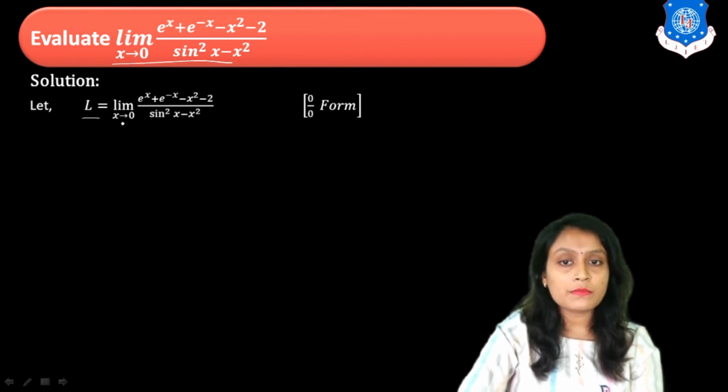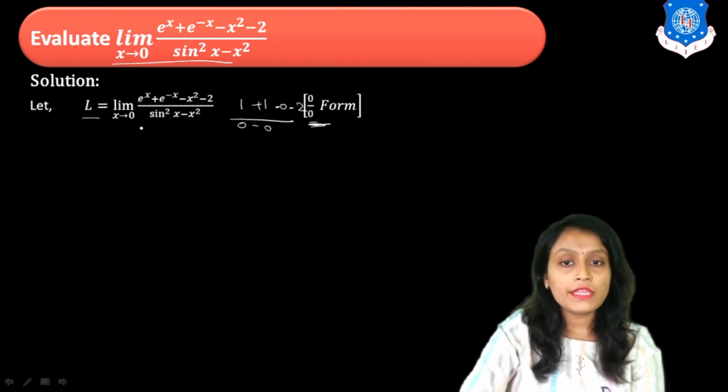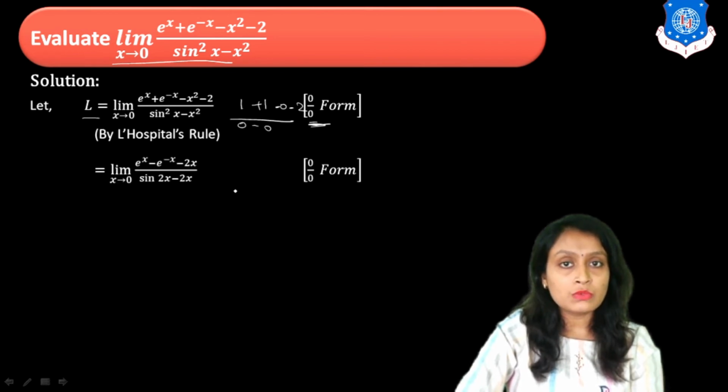Now if you substitute x is equal to 0, here you will get e raised to 0, that is 1, plus e raised to again 0, so 1, then in place of x 0, so this term is 0, and minus 2. And in the denominator substitute 0, so you will get 0 minus 0. So finally you will get the form 0 by 0. Okay, so we have to apply L'Hopital's rule, right? So in L'Hopital's rule, what we have to do? We have to take the derivative of numerator and denominator separately.